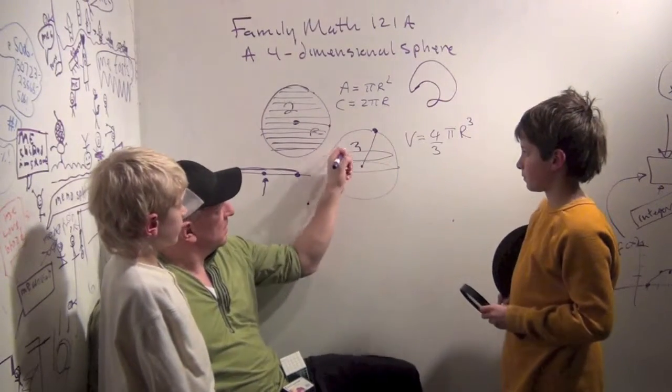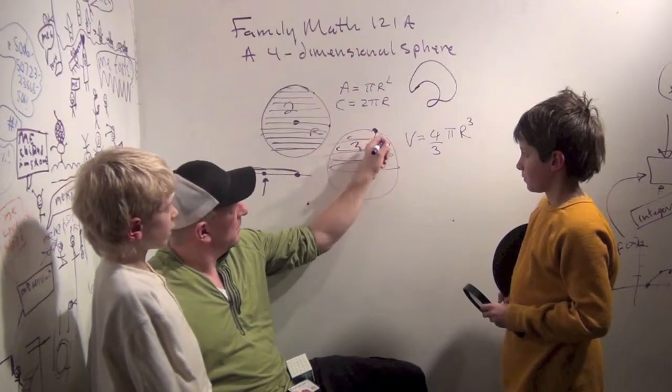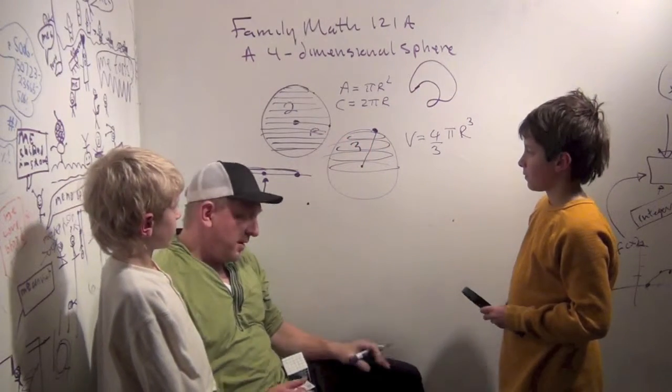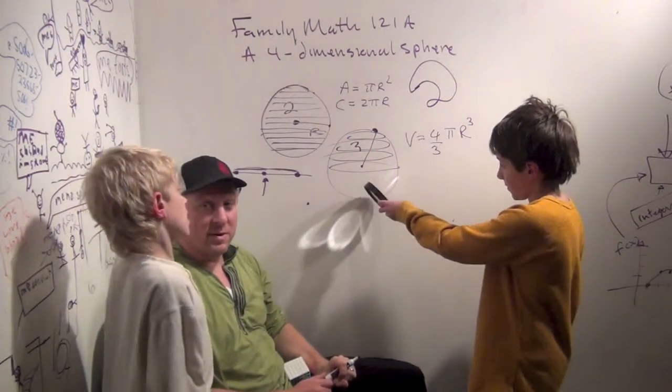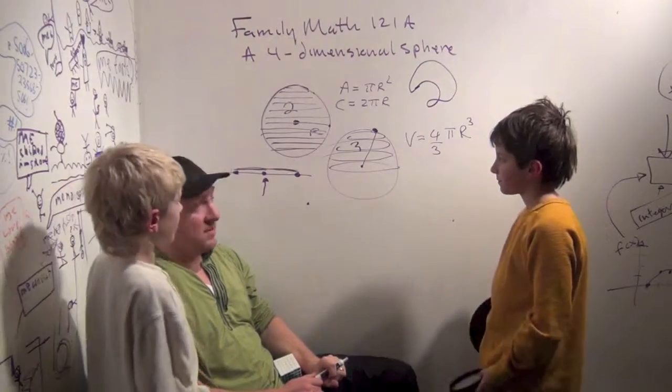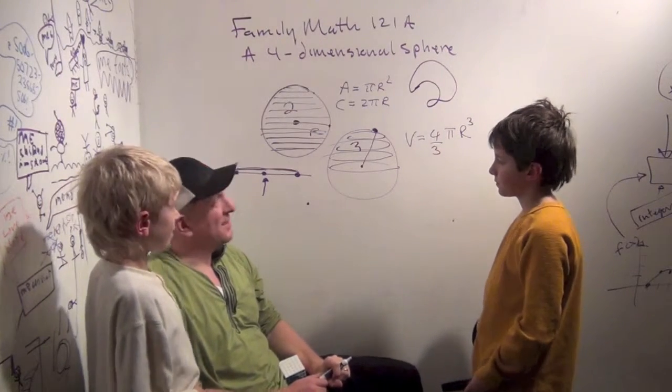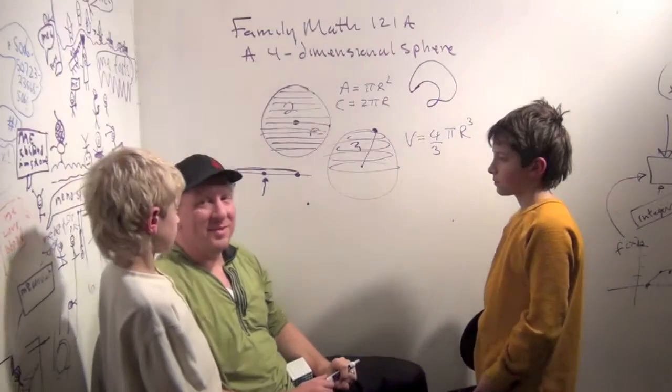So what happens if you get four-dimensional? What do you think we're going to have to do to get a four-dimensional circle? Maybe add up a bunch of spheres. But how are we going to do that? You know what? We're going to do that tomorrow.